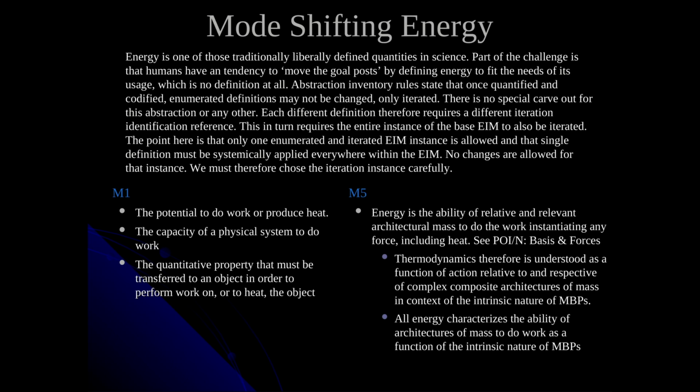All energy characterizes the ability of architectural mass to do work as a function of the intrinsic nature of MBPs. And the key factor there under M5 is to remember that it is the fundamental entanglement function limited by severance that is the ability to deliver that force through that work. And it is important also to remember that the configurations of MBPs that are produced by those functions create structure. They create architectures. And architecture can be stronger than the constituents.